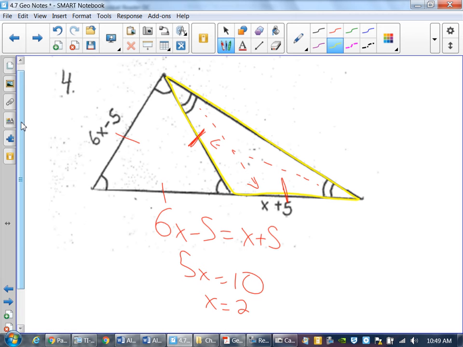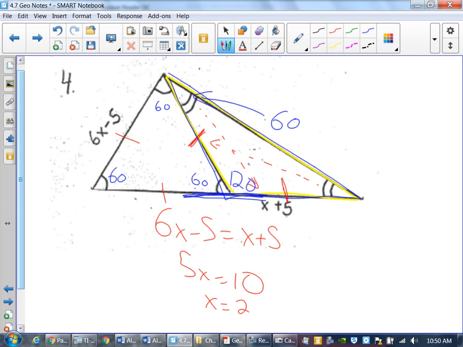We could find the angles. Here, watch. If this is 60, this is 60, that's 60. Do you agree? What is this form? Yeah, 180. So what's 60 plus 60 plus 60? 180. Now, how many degrees are in a triangle? What's 180 minus 120? So you have 60 degrees left for these two angles. What are they both? 30. There you go.